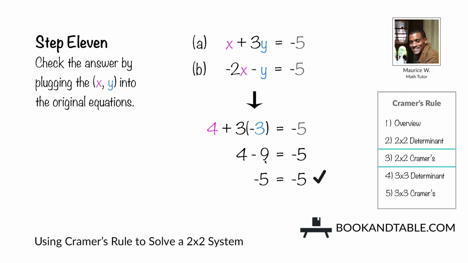4 minus 9 is equal to negative 5. So the first equation is true when we have x is equal to 4 and y is equal to negative 3. So those are the correct values for x and y for the first equation. For equation b, we have negative 2 times 4, which is negative 8, minus negative 3, which is positive 3. Negative 8 plus 3 is negative 5. Negative 5 is equal to negative 5. Confirms that x is equal to 4 and y is equal to negative 3 for equation b as well, and thus is the solution to this 2x2 system.